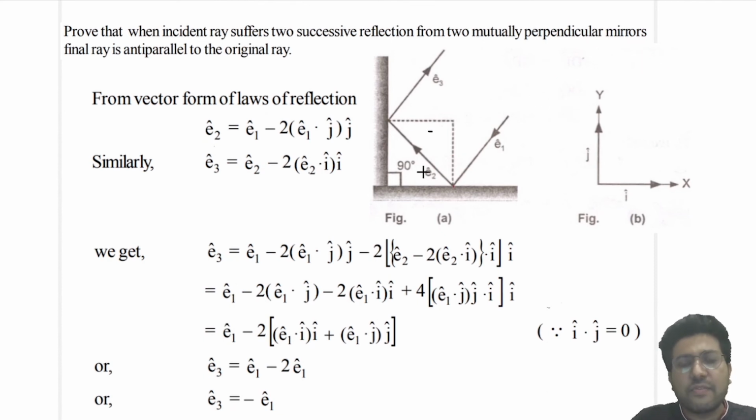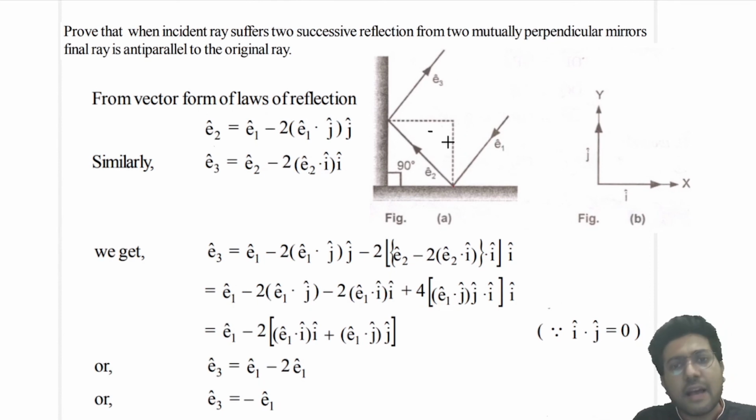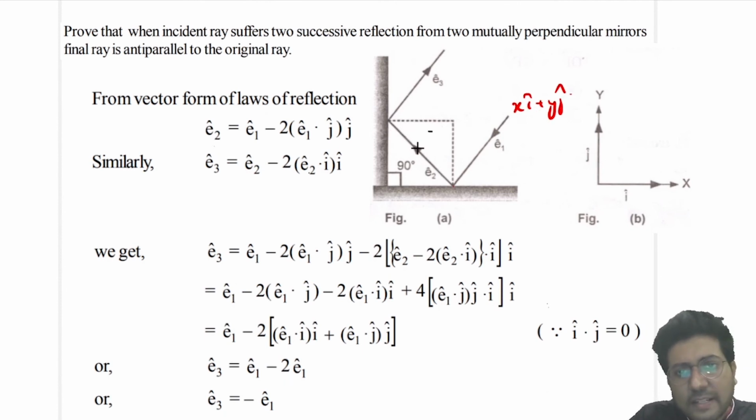You know that in a reflected ray, the normal component gets reversed and the parallel component remains the same, right? So here, if this is E1 cap, or you can say if this is the vector xi cap plus yj cap, then this vector will be, see, the normal is along j cap, right? The component along the normal gets reversed and the component parallel to the mirror remains same. So this will remain same. So I'll write xi cap minus yj cap, this one.